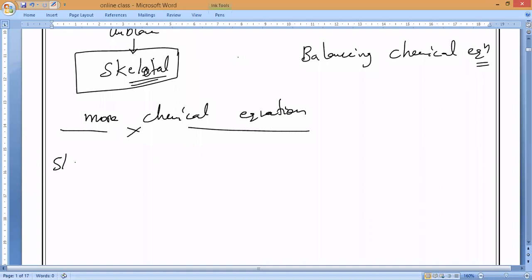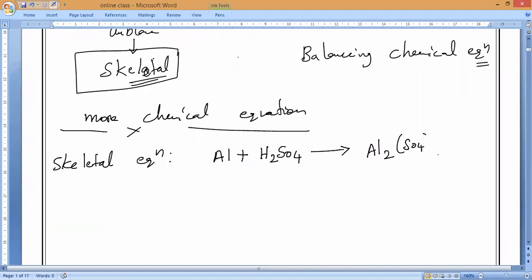First of all, if it is an unbalanced equation, what do we call it? Skeletal equation. So the skeletal equation is aluminum plus sulfuric acid. What is the sulfuric acid formula? H2SO4. It will give you aluminum sulfate plus hydrogen. Now let me see who will balance it first.